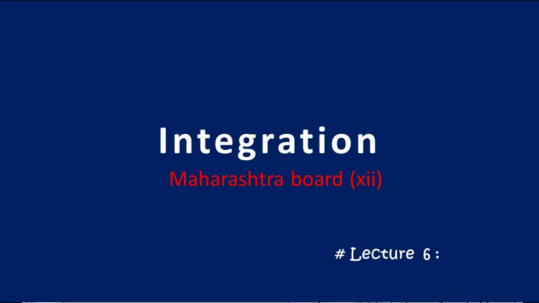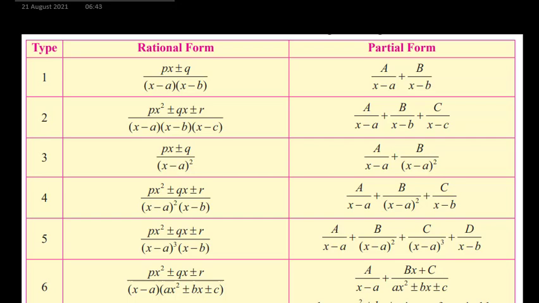Hello everyone. Today we will see a new type of integration, used when the functions are in rational form and we can convert them into partial fractions. So if your function is in the form of f(x) upon q(x), meaning your numerator is also an algebraic function and the denominator is also an algebraic function, and suppose the degree of the numerator is less than the degree of the denominator.